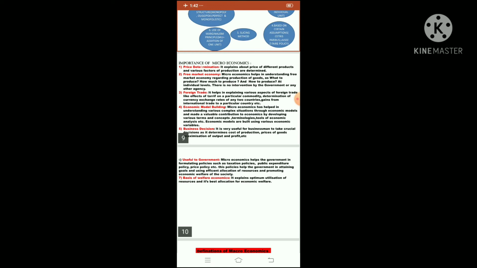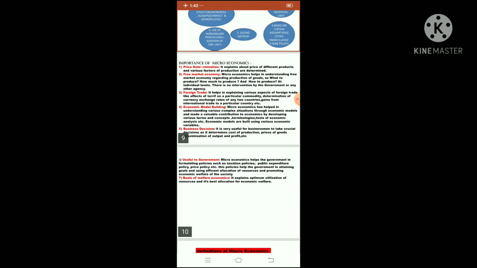Then the seventh important point of microeconomics is what? It is the basis, it explains how to utilize resources and have the best utilization of resources. Why? Already we studied in the scope of microeconomics, for what? The best allocation for economic welfare. It means you don't damage the environment. Use minimum resources and do maximum production.